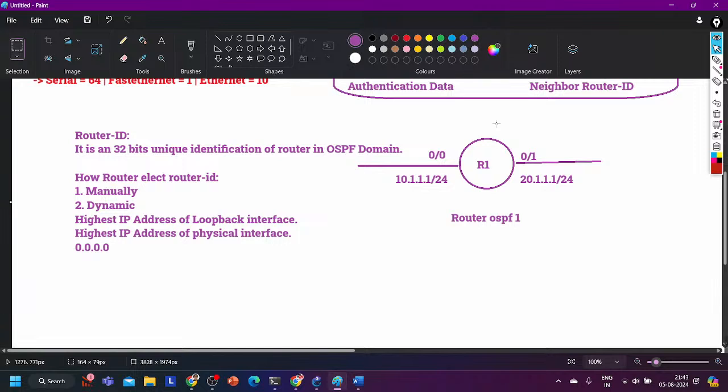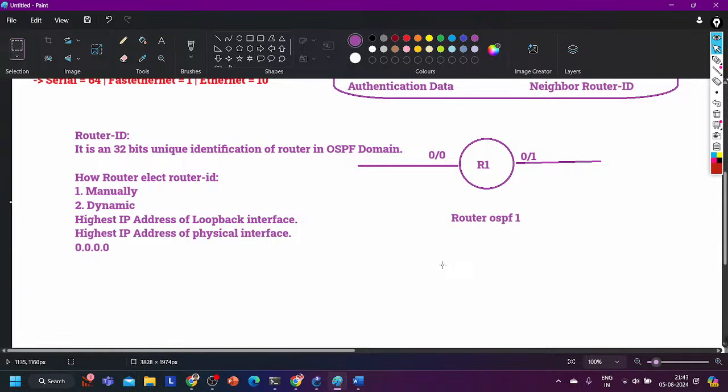20.1.1.2/24. Physical IP address. Yes, we have two. So the router is going to elect the higher IP address, this one, 20.1.1.1. But if there is no IP address on this interface as well as on this interface, then what will be the router ID?